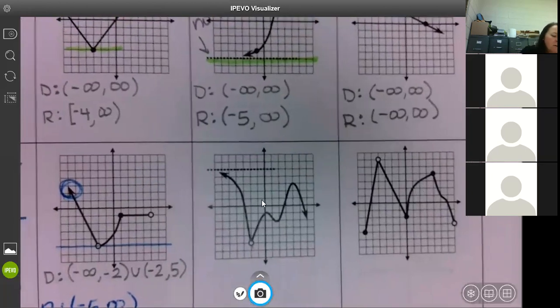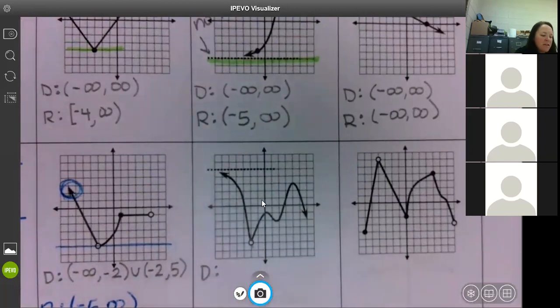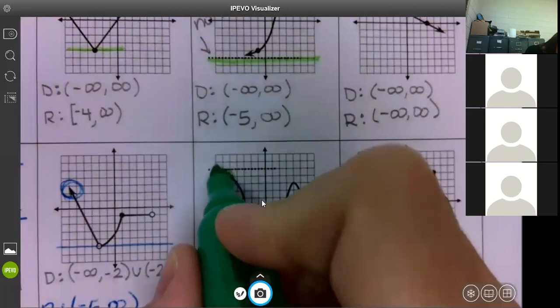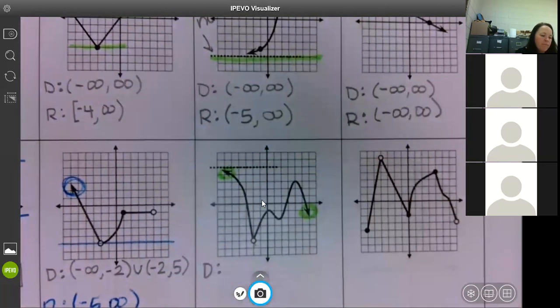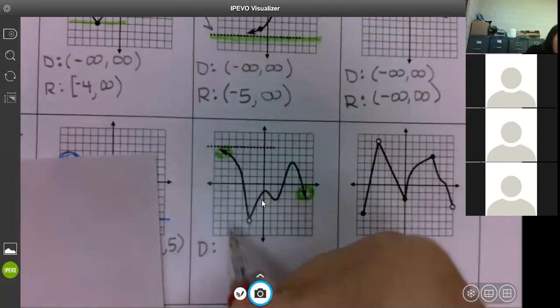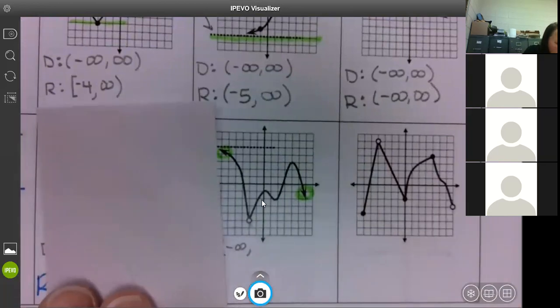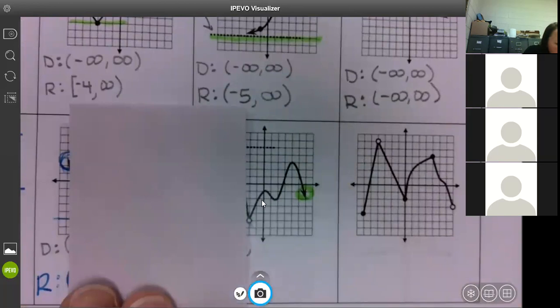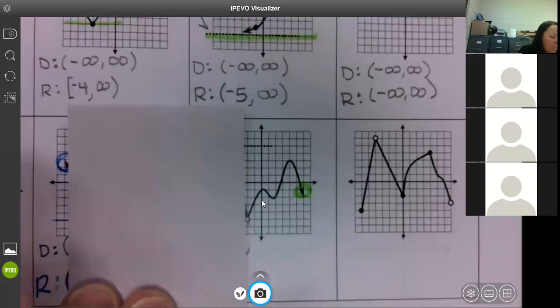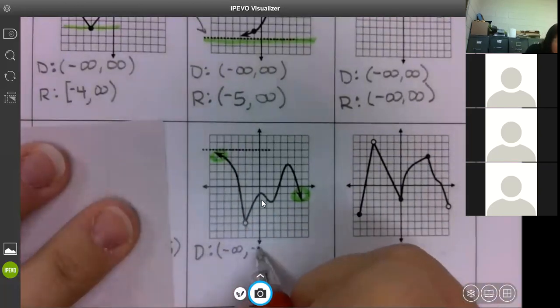So if we look at this one, we're going to start with our domain. Remember, domain is left to right. And again, remember I told you probably need highlighters. We're going to check this out. What happens on the left and on the right? They're infinity. Yeah, but we're going to say it goes to the left, negative infinity. But what happens as I go to the right? What do I see? An open point. Down. Yeah, so where is that open point at? On the x-axis, -2.